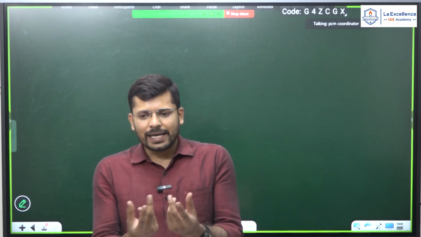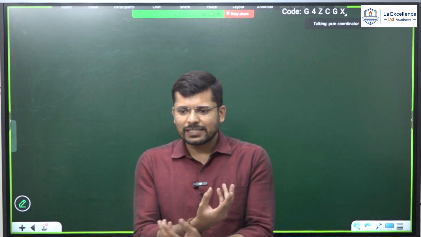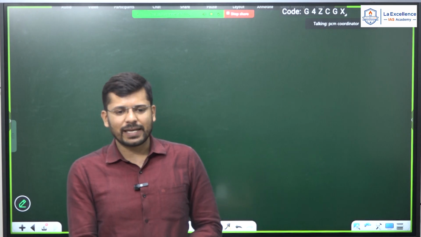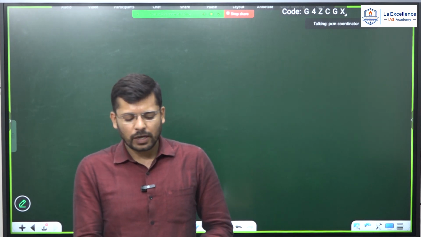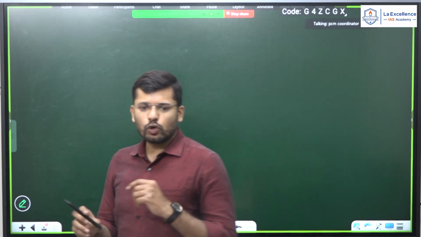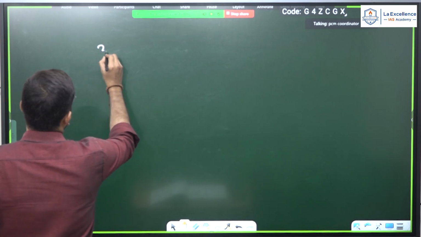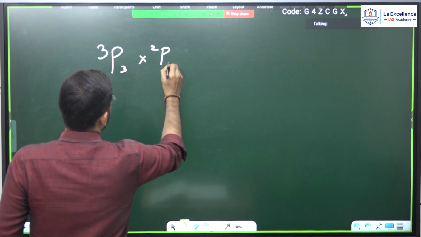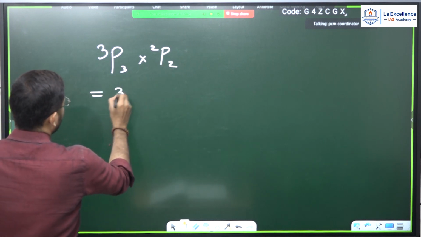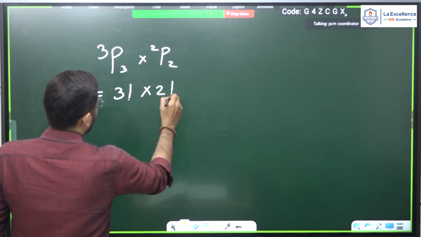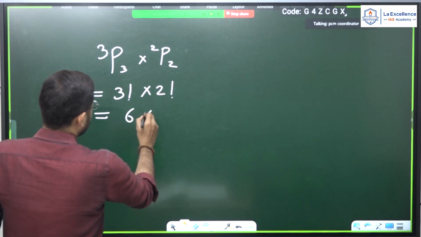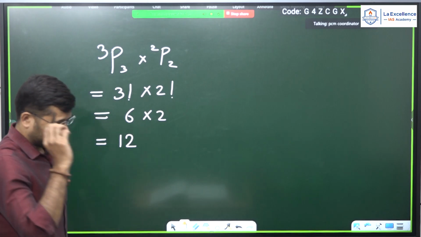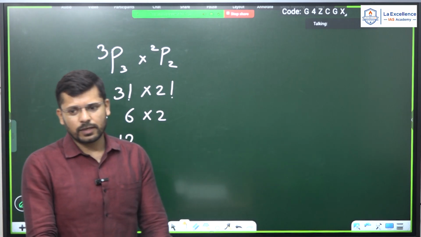But each of these 2 people can rearrange themselves among the unit. In how many ways can they arrange themselves? 2P2 ways. So our answer will be 3P3 into 2P2. So this is 3 factorial into 2 factorial. That is 6 into 2. So you get 12 ways. Done?